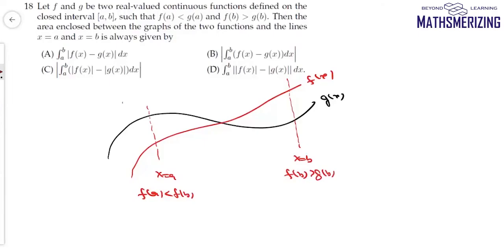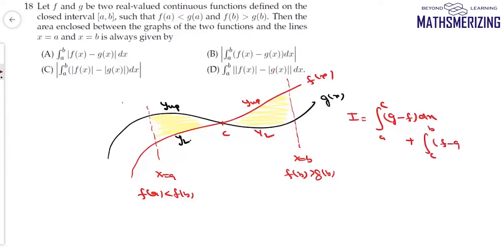Now it says we need to find area enclosed between the graph of two given functions and line x equal to a and x equal to b. Now we calculate this area by taking this integral, which is, suppose this point is c, so I'll write it as from a to c, y of upper curve. Now in this case it is g minus f into dx, and then plus from c to b, f minus g into dx. Here upper curve is g, lower curve is f, and here upper curve is f and lower curve is g.